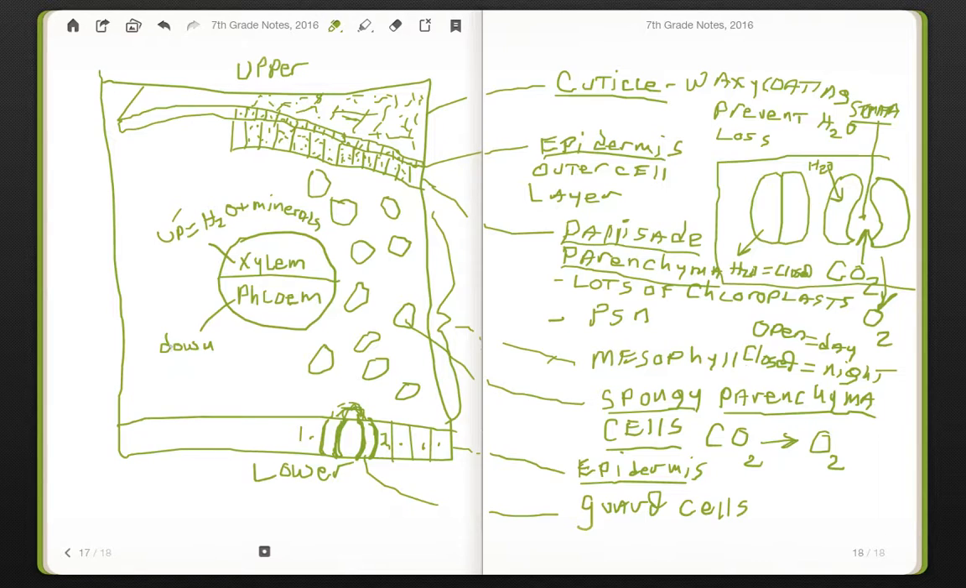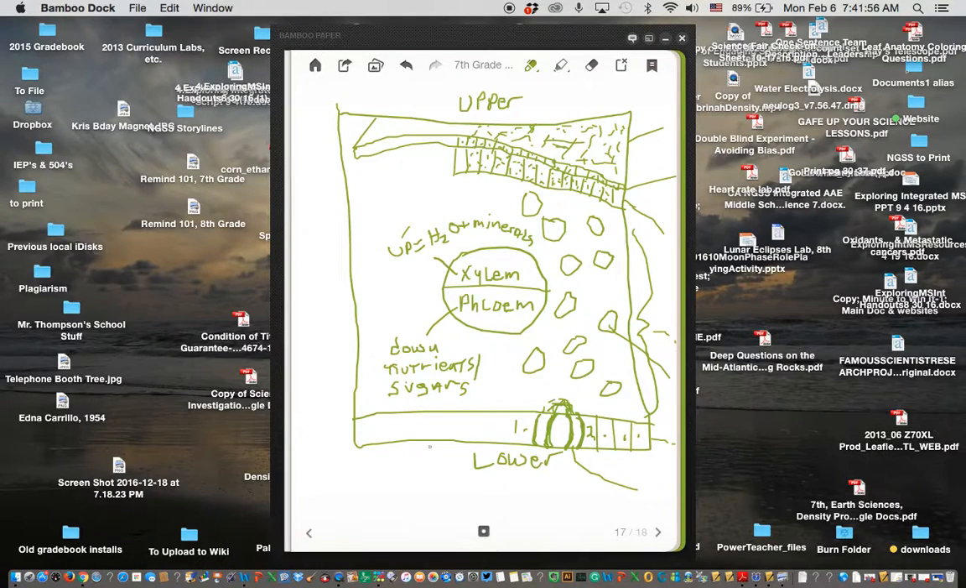Phloem goes down, and it transports nutrients or sugars from photosynthesis down to the rest of the plant from the leaf. And that's pretty much how the leaf works.